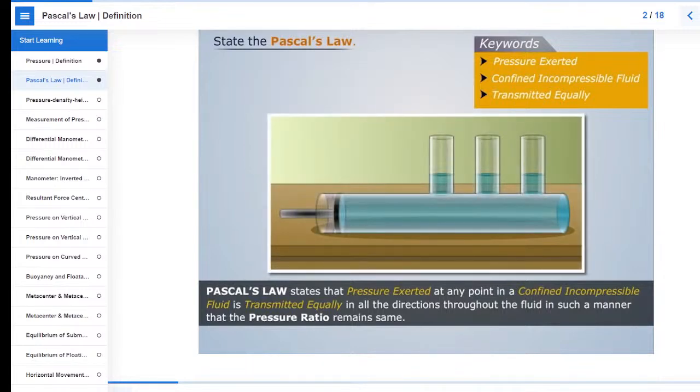To understand this law, let's consider a horizontal cylinder filled with water. Let's seal one end of this cylinder. And let's install a piston at its other end.